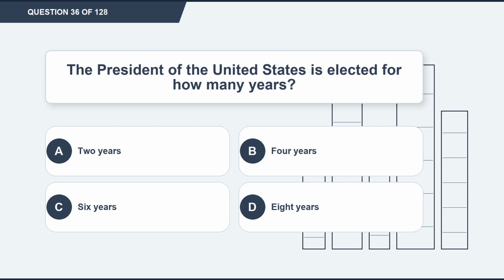Question 36. The President of the United States is elected for how many years? Option A. 2 years. Option B. 4 years. Option C. 6 years. Option D. 8 years. The correct answer is option B.